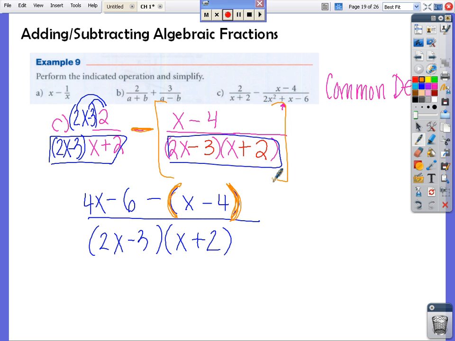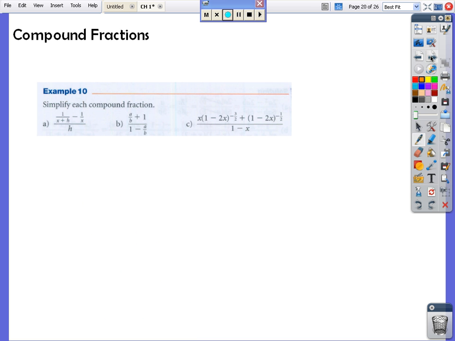So what do we get left with? We get left with 4x minus x is 3x. So really what I'm doing is distributing the negative. So I get 4x minus x, and then I get -6 plus 4, which gives me -2. And on bottom I have 2x minus 3 and x plus 2. So the denominator still has my two terms. Nothing can be simplified any further, and we're going to leave it factored. Okay? Let's see.